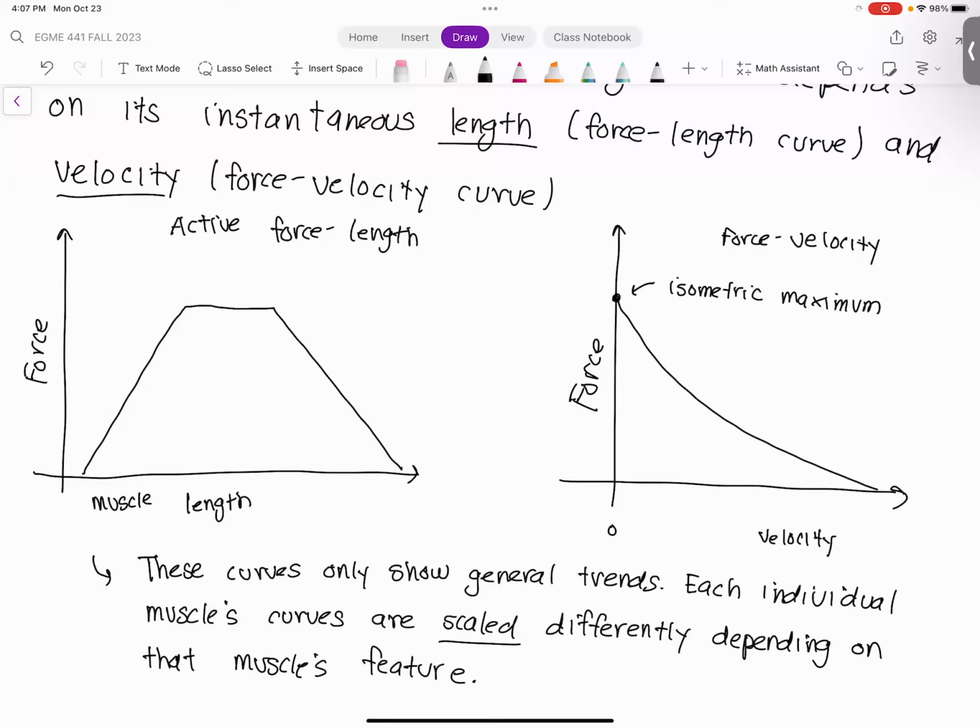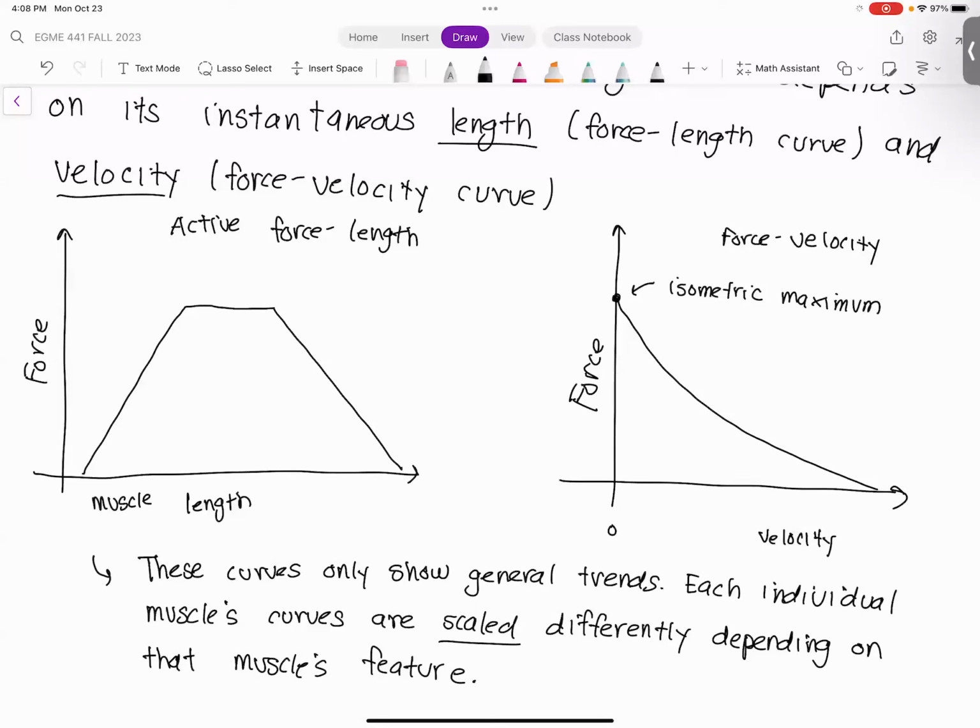these curves are not necessarily different for different muscles, they're just scaled differently. And so they have the exact same trends, right? The force length curve is always going to have an ascending region, a plateau, and a descending region. And the force velocity curve will always have a maximum at velocity 0, and then decay downwards.